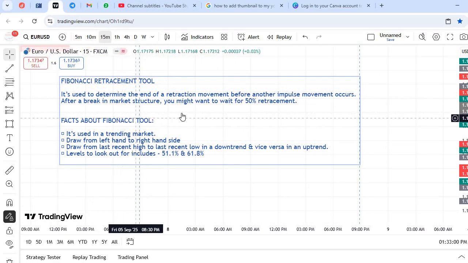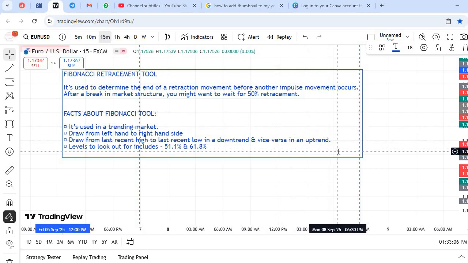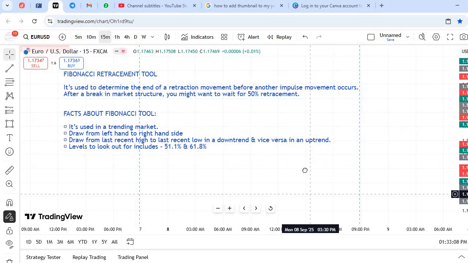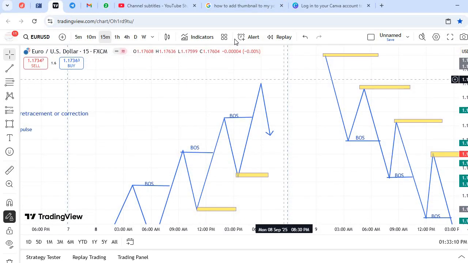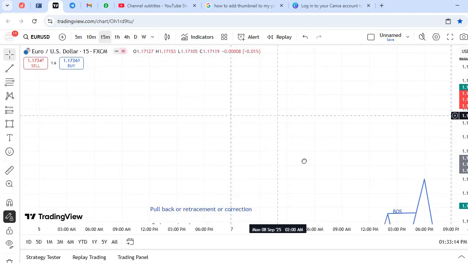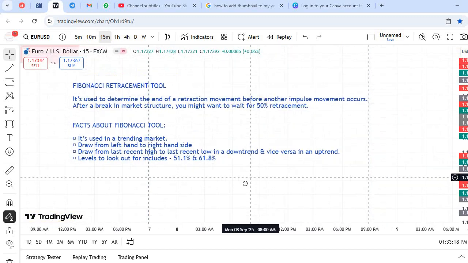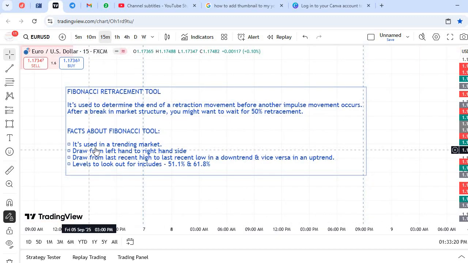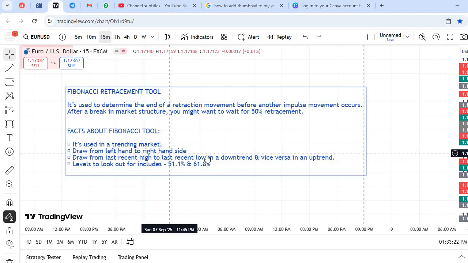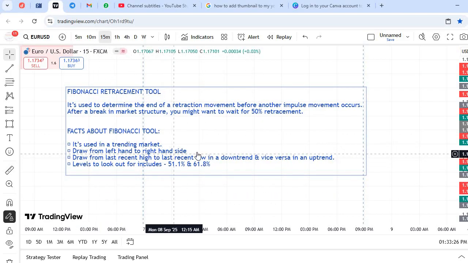Now we have some facts about the Fibonacci tool. Number one, it is used in a trending market. A trending market is either an uptrend or a downtrend, like I'm doing here. So you can't use it in a ranging market. Then number two, you draw from left hand to right hand side. I'm going to show you now.